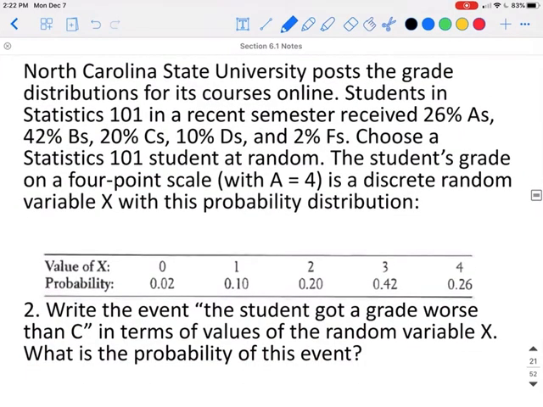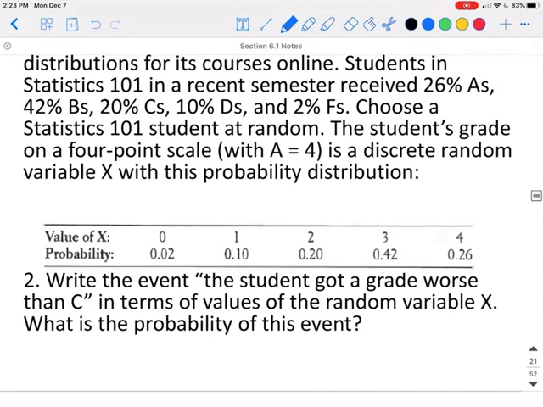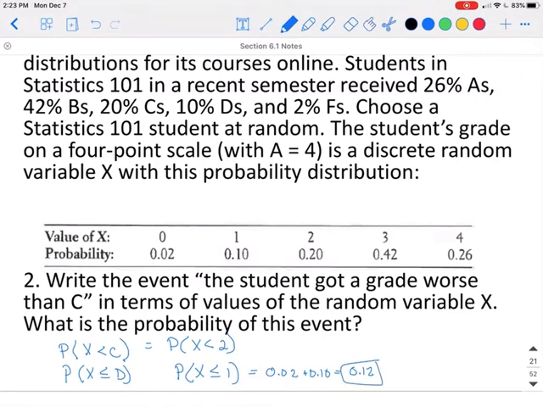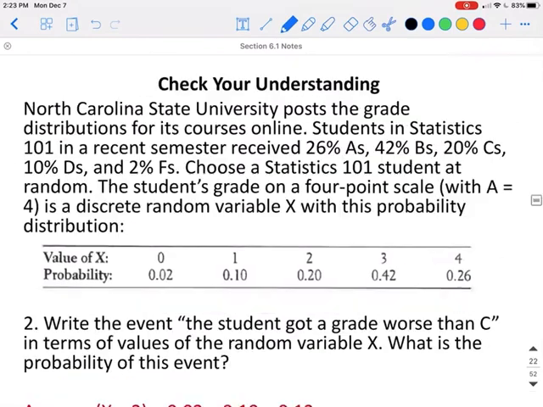Write the event. The student gets a score worse than C in terms of values of the random variable X. What probability is this event? So worse than a C is: what's the probability that X is less than C. You could also write this as X is less than or equal to a D, which in terms of our variable is less than a 2, or it's less than or equal to a 1. To find this probability, we would just add those probabilities together, and we would get a probability of 12%.